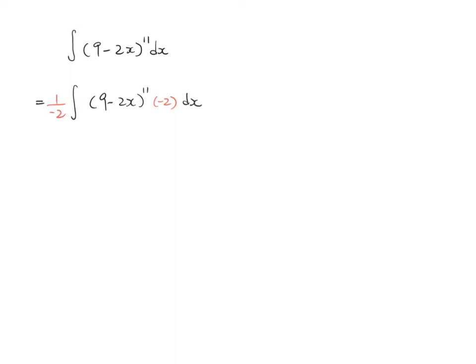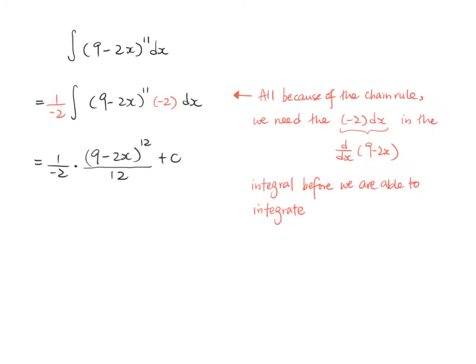So in this case, we need an extra negative 2 and this 1 over negative 2 to balance it out, of course. And with this extra factor here, now we can integrate, which leads to this. Then we can simplify from this on. So what exactly this is saying is that we need this part that is actually the derivative of this u with the integral before we can actually do the integration.